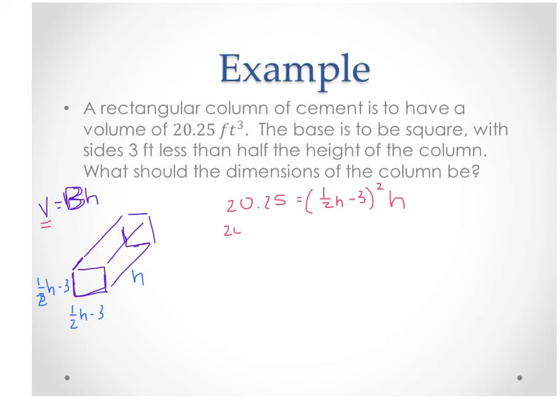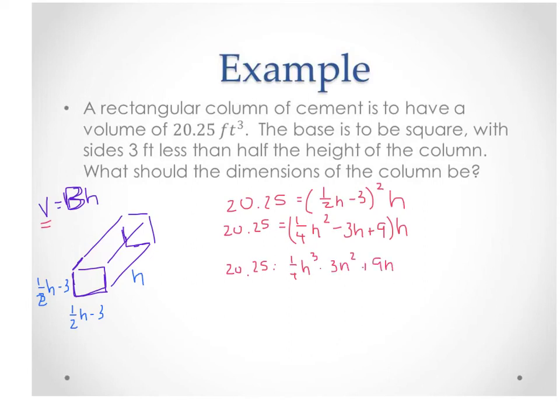So definitely the first thing is to work this out. If we follow our square of a difference theorem, a squared is going to be 1/4 h squared, minus 2ab, and so ab would be 3/2 h. So if we do 3/2 times 2, I think I'm going to get 3h, plus 9. We're going to take all of this times h. So it's 20.25 equals 1/4 h cubed minus 3h squared plus 9h.